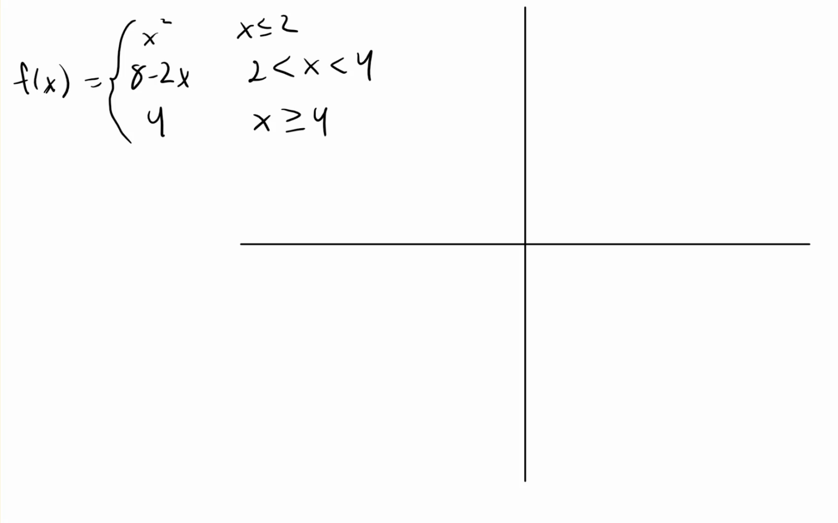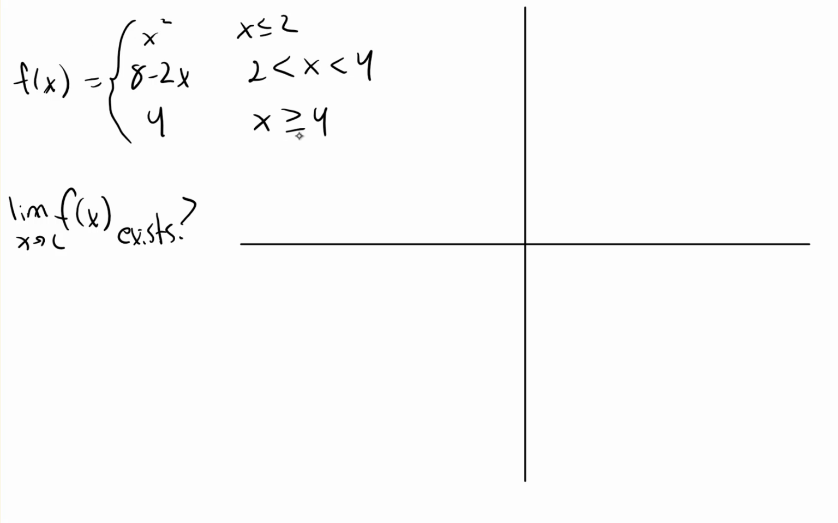We're going to start with a piecewise function that we're going to graph, and then we're going to figure out for which values of c does the limit as x approaches c exist. So where does that exist? Okay, what values of c?